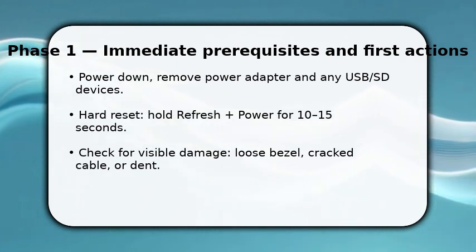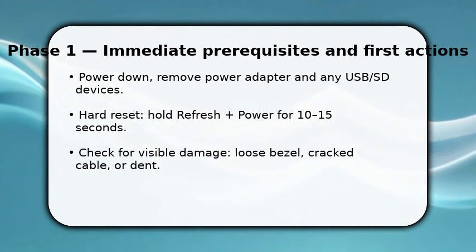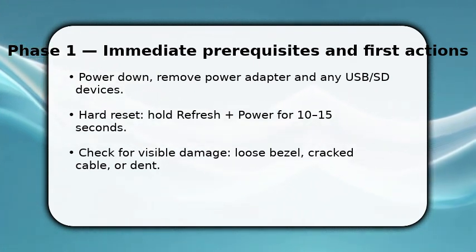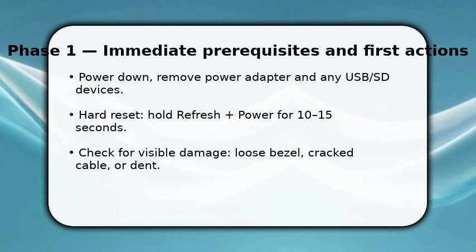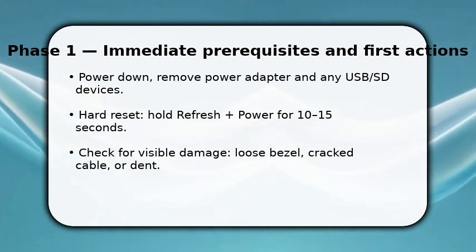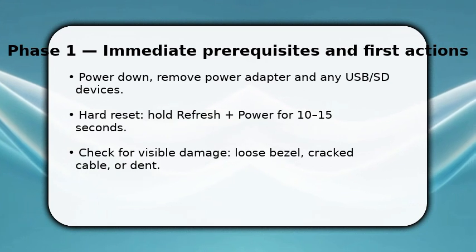Visually inspect the screen and hinge for loose cables or dents. If you see physical damage, stop and note it. Once done, reconnect the charger and boot. You'll know if the glitch persists, because transient firmware hiccups clear after the reset.